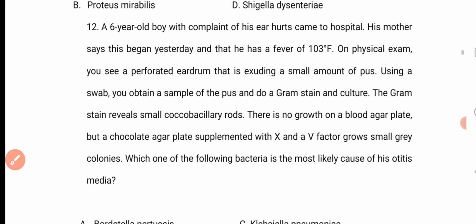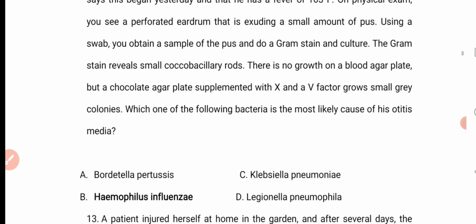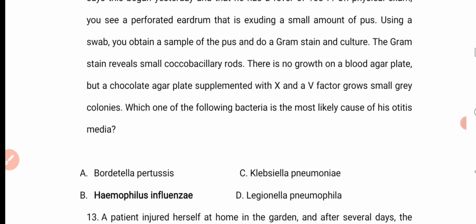The next is a 6-year-old boy who comes to the hospital with a complaint that his ear hurts. A physical exam was done, showing a perforated eardrum exuding a small amount of pus. Using a swab, we obtained a sample of pus and did a Gram stain and culture. The Gram stain revealed small cocobacillary rods, and there is no growth on blood agar, but a chocolate agar plate supplemented with X and V factors shows small growing colonies. Which one of the following bacteria is the most likely cause of this otitis media?